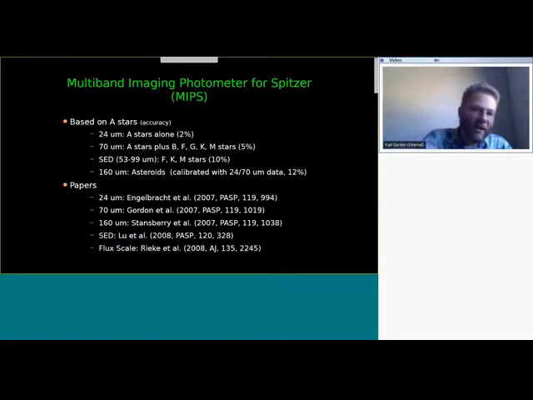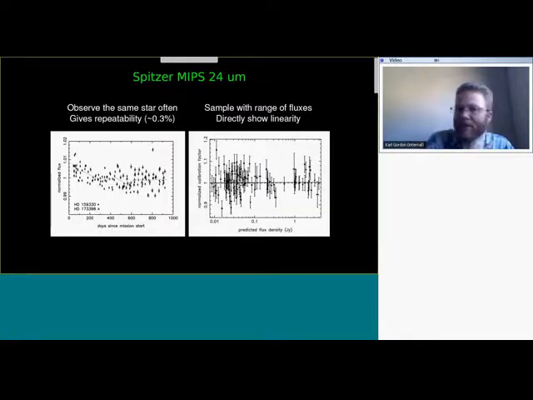So, a set of papers there. Nice, again, we were able to get pretty good accuracy, especially at 24 microns, which is the best overlap with JWST. I just highlight a couple of things out of the 24 microns. The repeatability was quite good, 0.3%, which is relevant for the longer wavelengths of JWST, which are based on similar array technology.